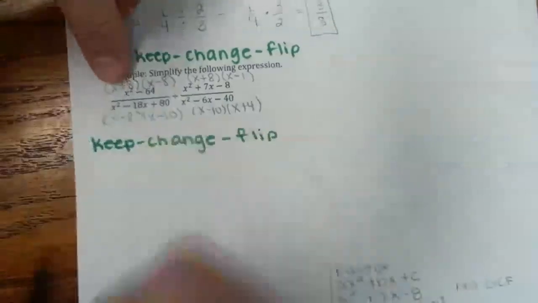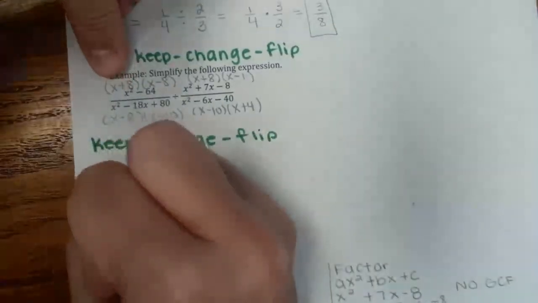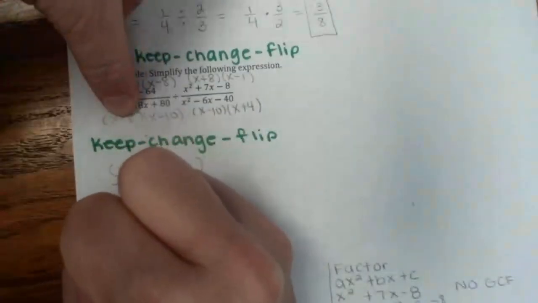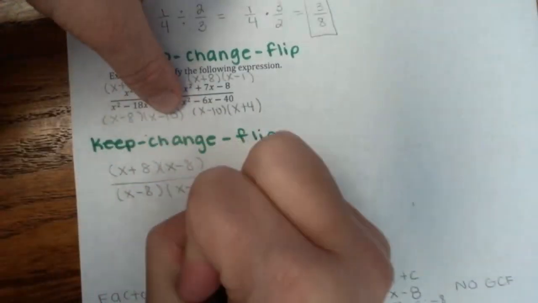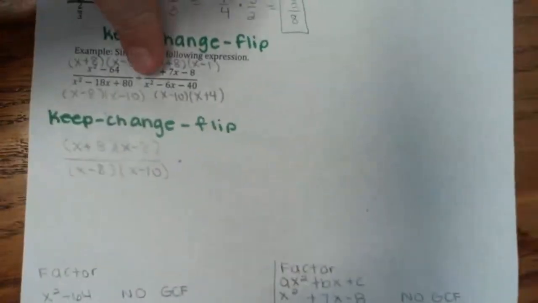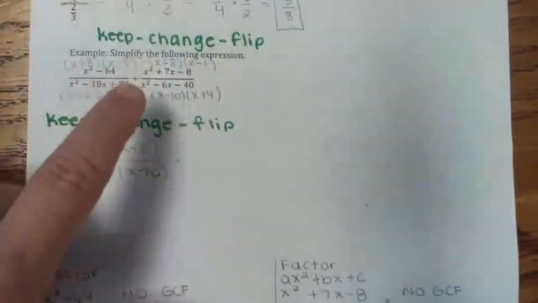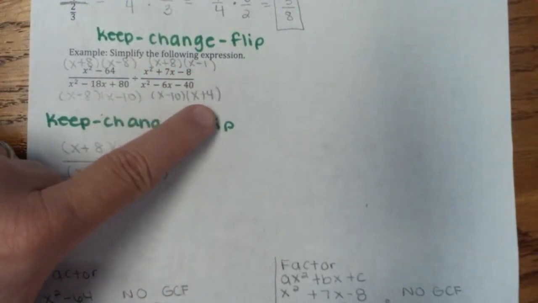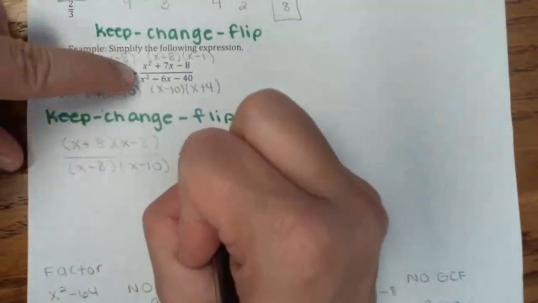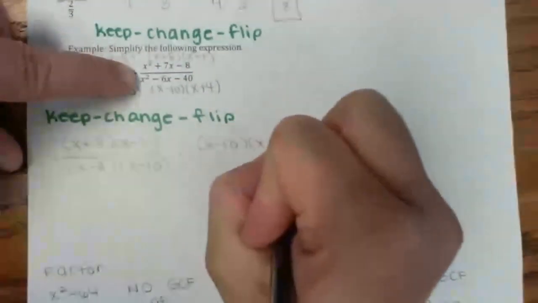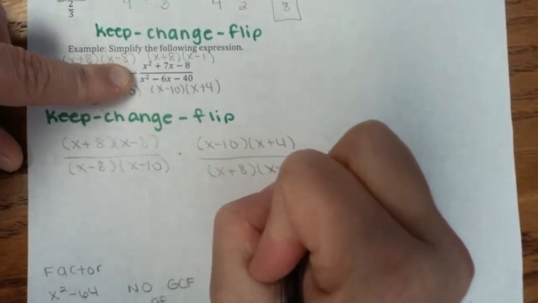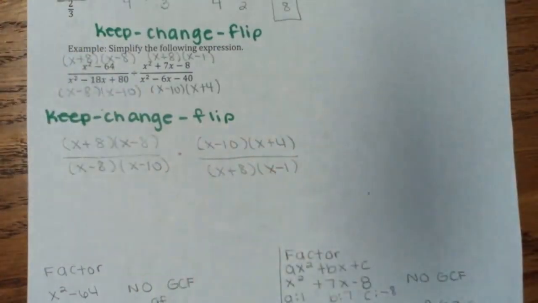So keeping the first one the same, in factored form of x plus 8 times x minus 8 all over x minus 8 times x minus 10. We're going to change our operation from division to multiplication. We're going to flip this last fraction. So before, x plus 8 was up top times x minus 1 all over x minus 10 times x plus 4. Let's flip it. So now x minus 10 times x plus 4 is up top all over x plus 8 times x minus 1. Now we're multiplying, so now we can multiply straight across.